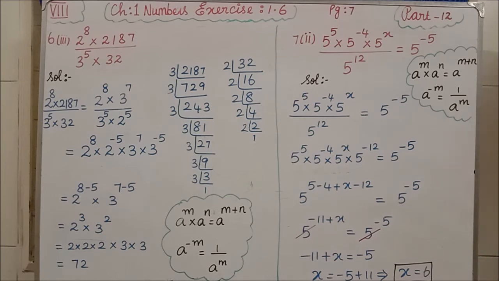The 6th question, 3rd subdivision and 7th question, 2nd subdivision, for both the subdivisions we are using the same formula. A power m into a power n is equal to a power m plus n. And what is the other formula? A power minus m is equal to 1 divided by a power m. Clear, students, all of you, how we are doing this?